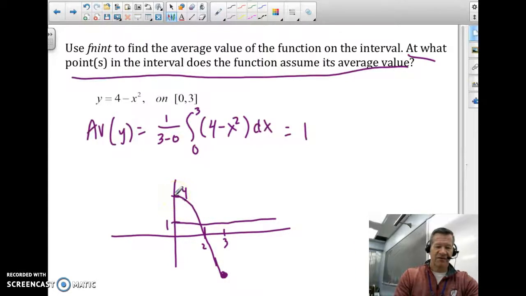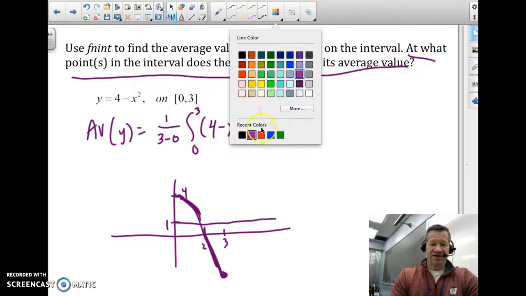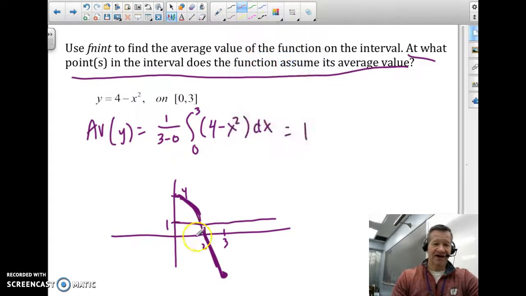Notice some of the y values were above 1, in this region, and some of the values were below 1. But the average value over that interval was exactly 1. So that seems to make sense. 1 is a reasonable answer. If I had gotten an answer like 5, that wouldn't be possible because it never had a value of 5. So it can make sense that way.